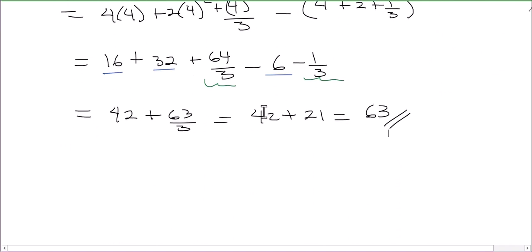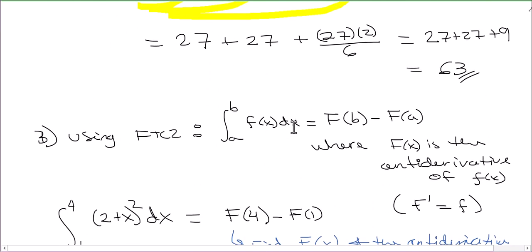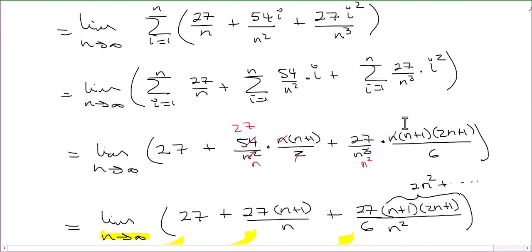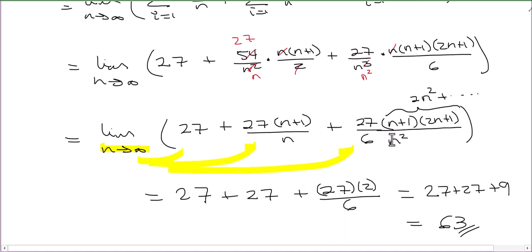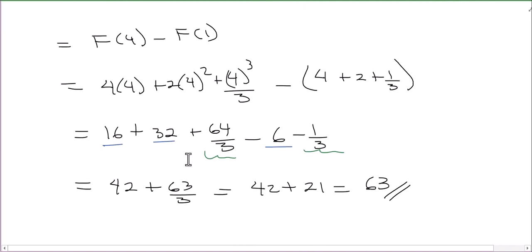So the fundamental theorem of calculus is really nice in that way because we no longer have to do Riemann sums to find the exact area. All we have to do is find the antiderivative, which we know how to do. And so it's much, much faster.